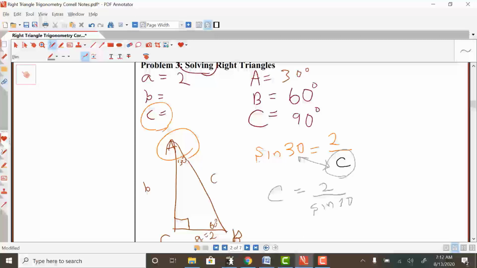And the reason for that is you put it over 1, you do your cross multiplying because it's a proportion. A proportion is a comparison between two ratios. And then you divide and you end up with this. So you get little c is 2 over sine 30. Let's put this in a calculator.